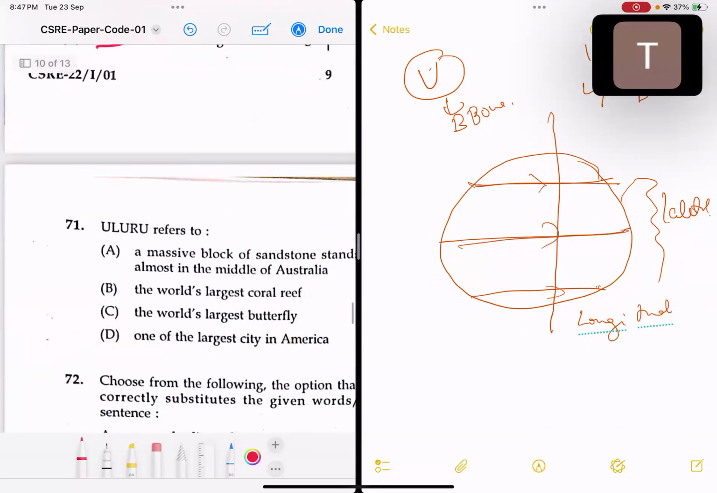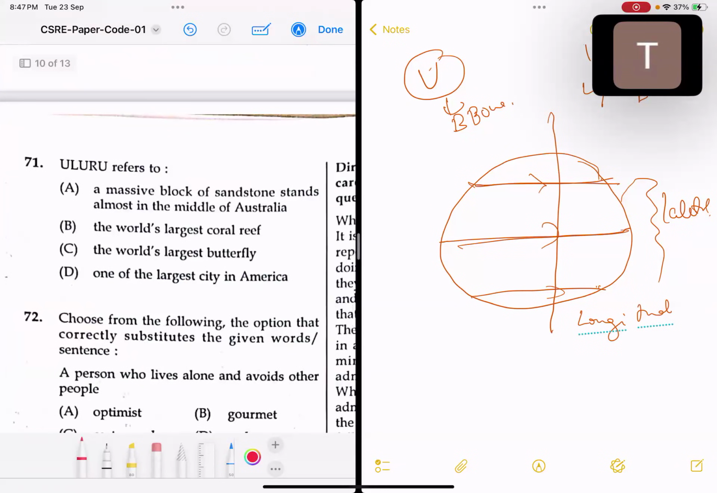Let's come to question number 71. Uluru refers to, so this is a factual question only. When we say Uluru, it is a massive block of sandstone that stands almost at the middle of Australia, right? You also remember that this is a UNESCO World Heritage Site, okay?